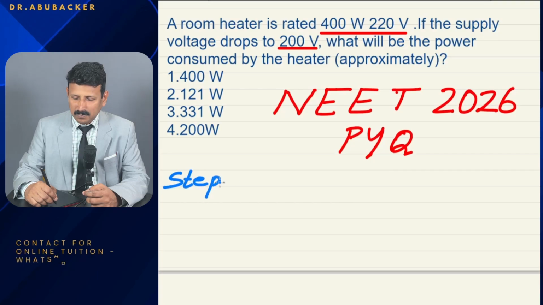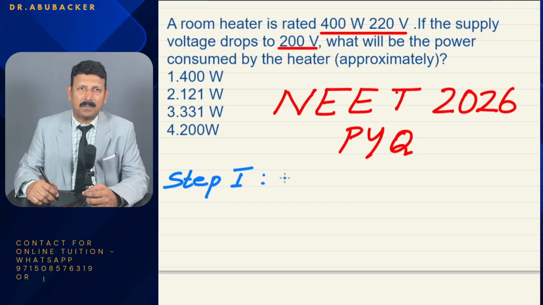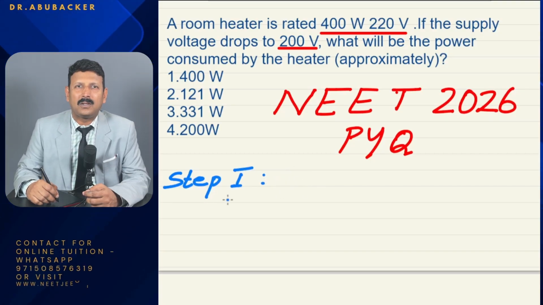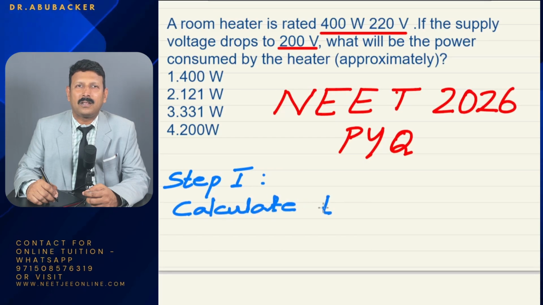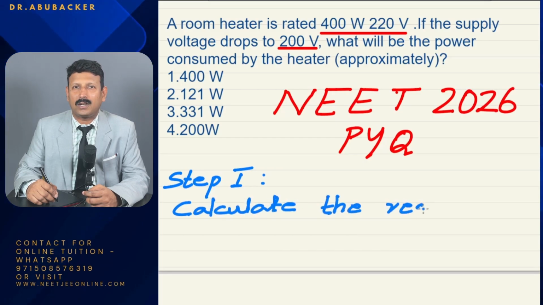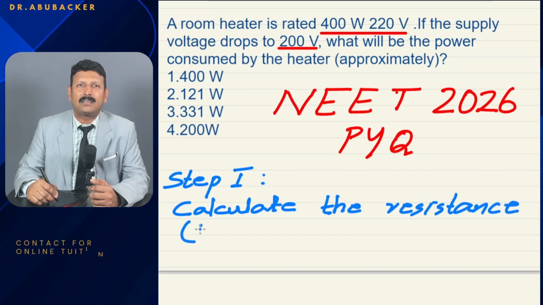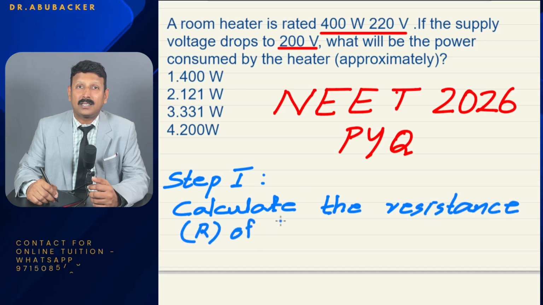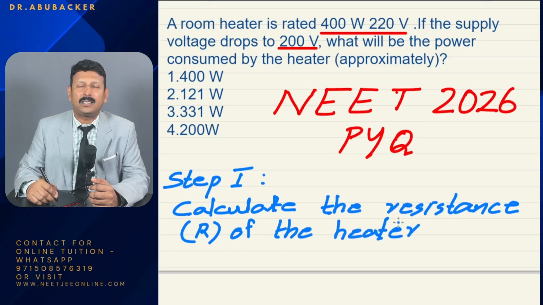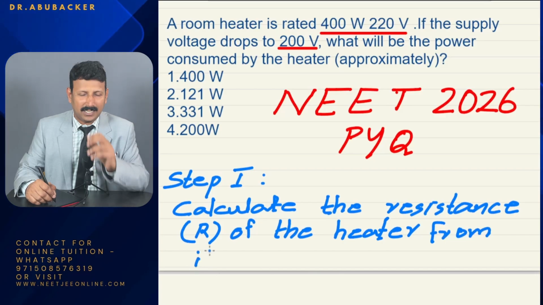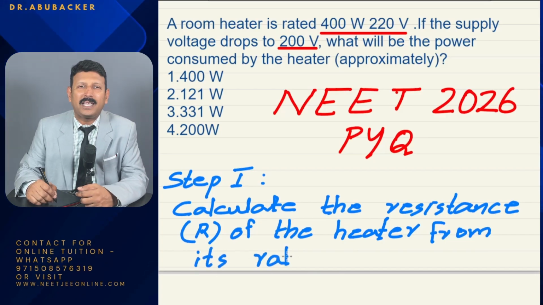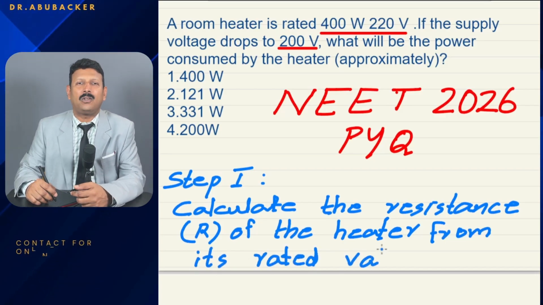So start with the first step now. What is the first step? We want to find the resistance of the coil from the standard values given, that is the set values given here, right? That is, 400 watt can deliver at 220 volt. From there we can find the resistance of the coil. So calculate the resistance, that is the R of the heater, from its rated values.